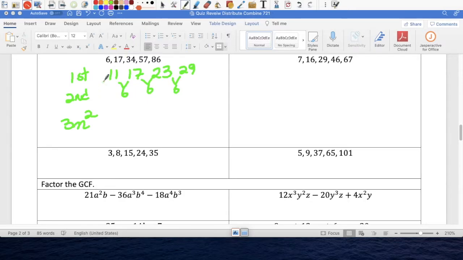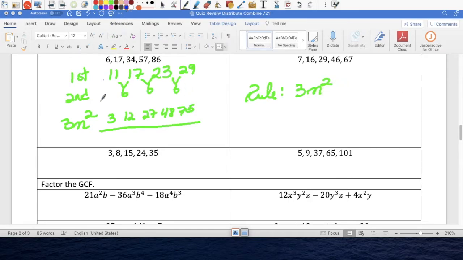Well, let's substitute n, right? 1 to the second power is 1, times 3 is 3. 2 to the second power is 4, times 3 is 12. 3 to the second power is 9, times 3 is 27. 4 to the second power is 16, times 3 is 48. And then 5 to the second power is 25, and that gives me 75. So my rule so far, I know that it's 3n squared and something else.